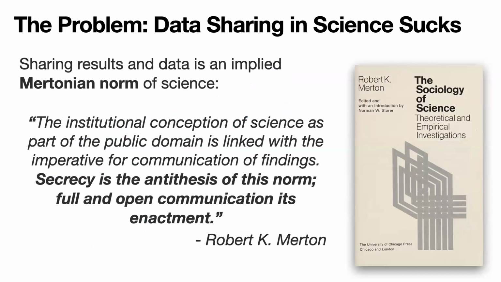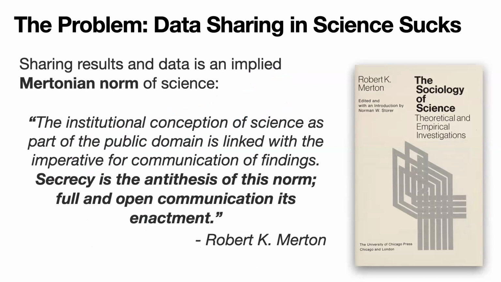Sociologist Robert Merton came up with these famous Mertonian norms of science. This is the norm of communism, which I think is a bit of a misnomer, but it's this idea that we should think about sharing our goods. There's no private scientific property. The institutional conception of science as part of the public domain is linked with the imperative for communication of findings. Secrecy is the antithesis of this norm. Full and open communication is its enactment.